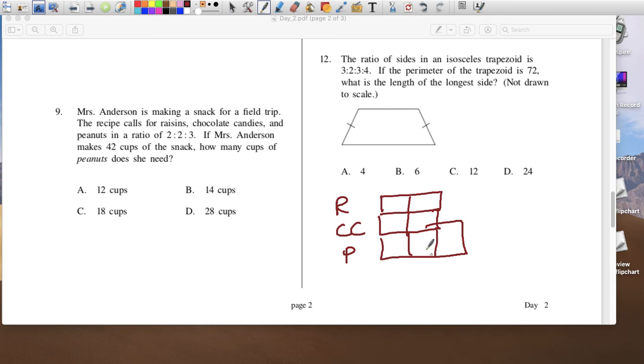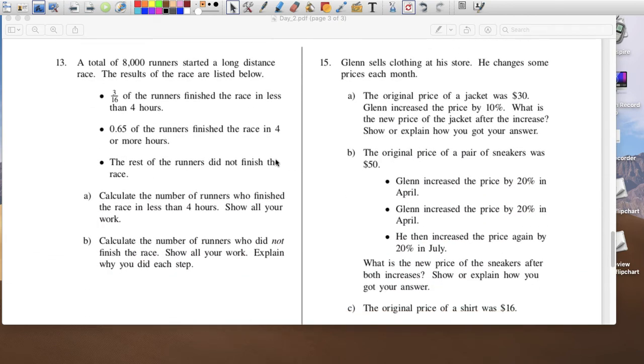the peanuts. Now I know that all these boxes together have to add up to 42. So if I have 7 boxes and each box has the same amount, I divide 42 by 7 to get this. So I'm going to need 12 cups of raisins, 12 cups of chocolate candies, and 18 cups of peanuts, which is what I had before. Just in case you prefer doing it that way from last year.